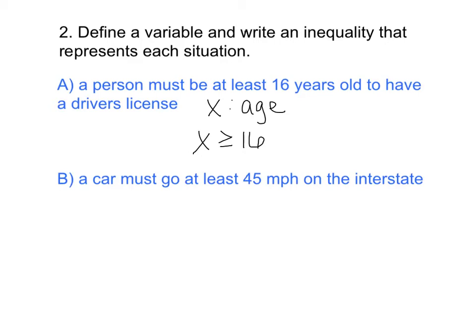B, a car must go at least 45 miles per hour on the interstate, which means the car has to go 45 or more. So x is going to be the speed of the car. Don't forget, we're defining our variables. And the speed of our car has to be greater than or equal to 45. All right, let's keep going.